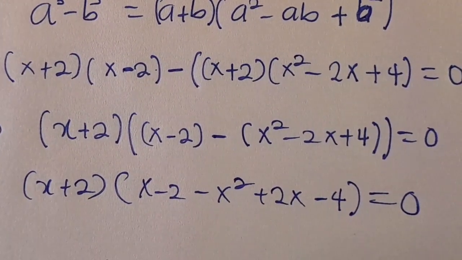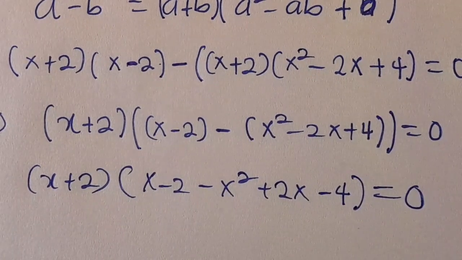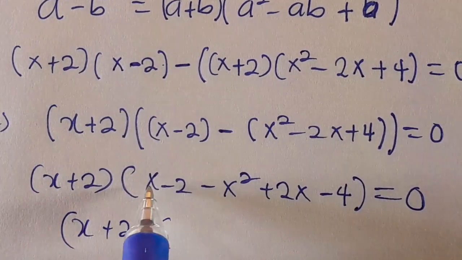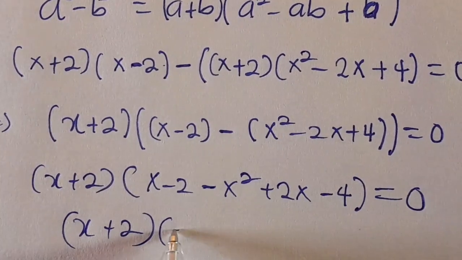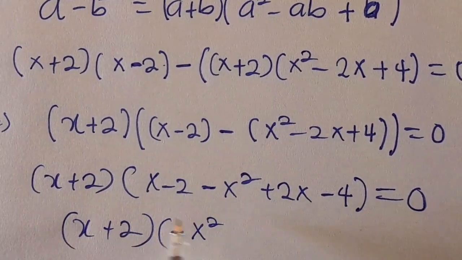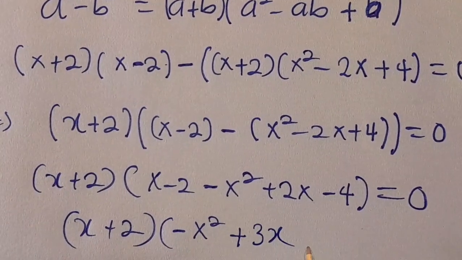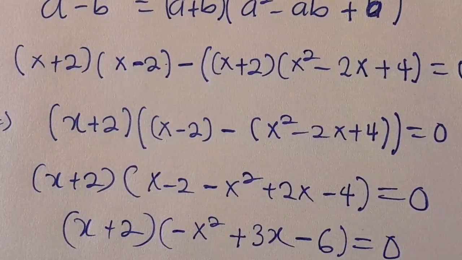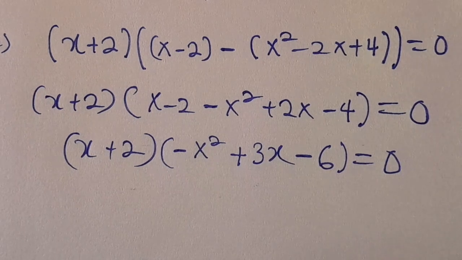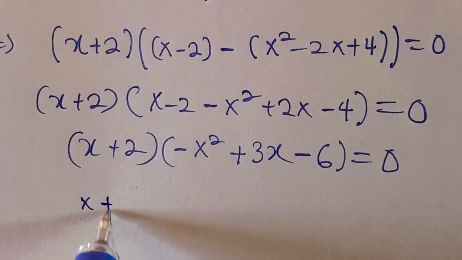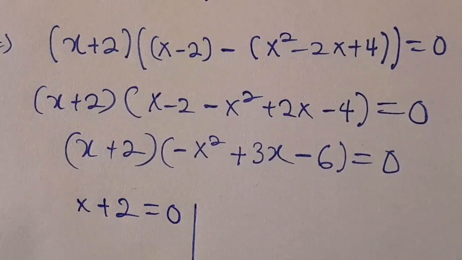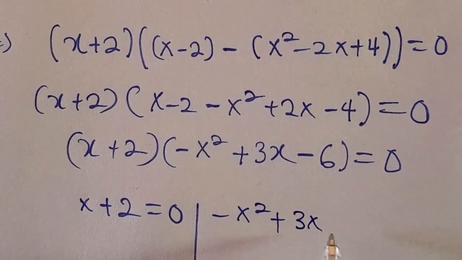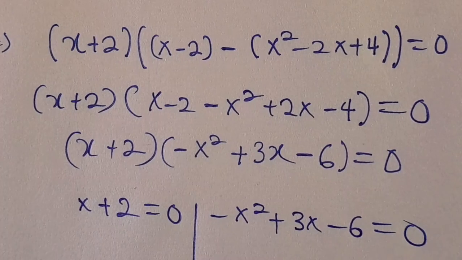So from here guys, we have x plus 2. Then from this x, we have this one to be minus x squared. 2x plus x will give us plus 3x. Then minus 4 minus 2 will give us minus 6. Then we have everything to be equal 0. So now guys, from here we have either x plus 2 equals 0, or we have minus x squared plus 3x minus 6 to be equal 0.